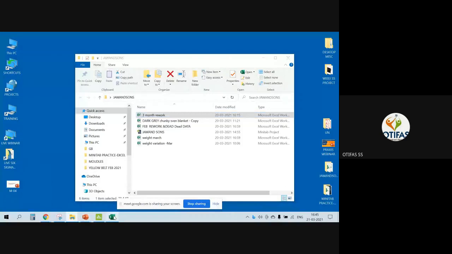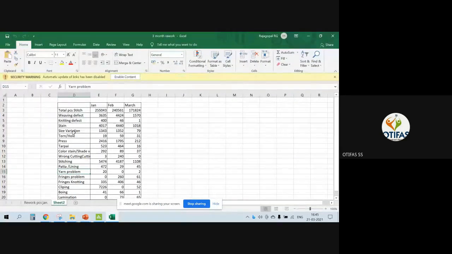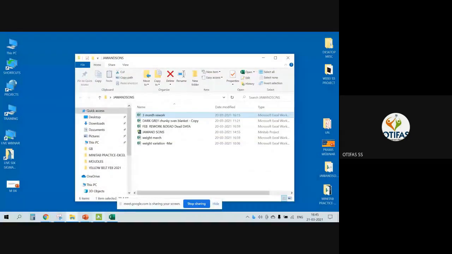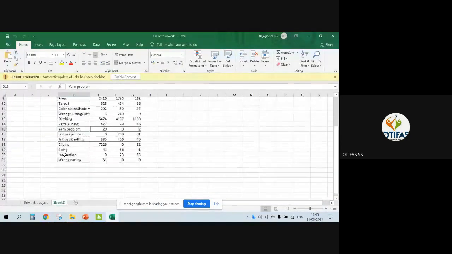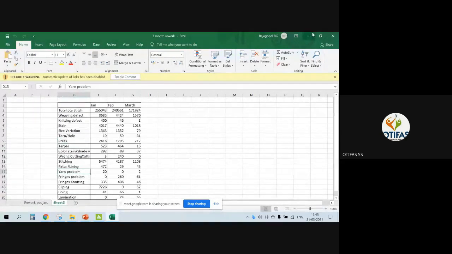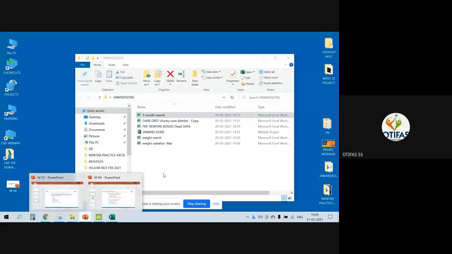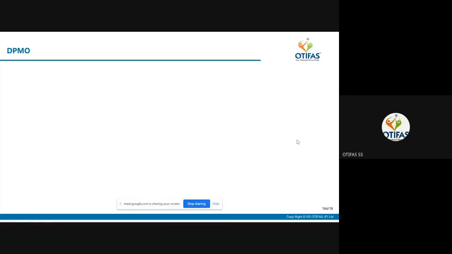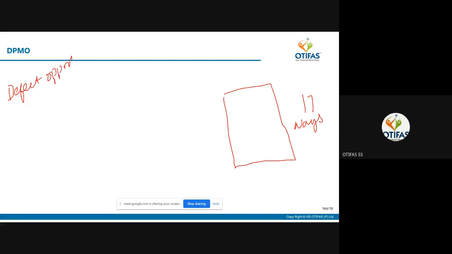Similarly, they have defects from 4 to 21, that means around 17 defect opportunities. So in how many ways can that blanket be rejected? 17 ways, isn't it? Yes, sir. Now, what is this 17? This is called defect opportunity. The same blanket can be rejected in 17 ways.